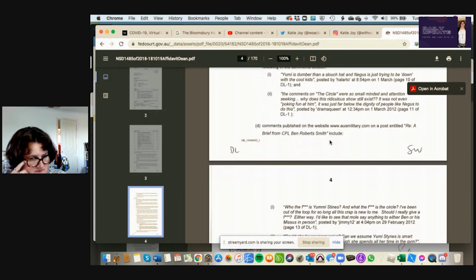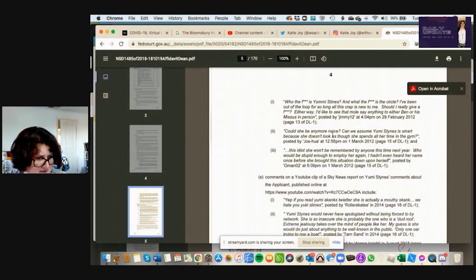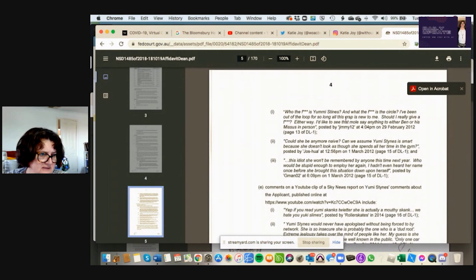Comments published on the website ozmilitary.com, a post entitled "A Brief from Corporal Ben Roberts", included: who the beep is Yummy Steins and who the beep is the Circle. I've been out of the loop for so long. All this crap is new to me. Should I really give it? Either way, I'd like to see that mole say anything to either Ben or his missus in person.